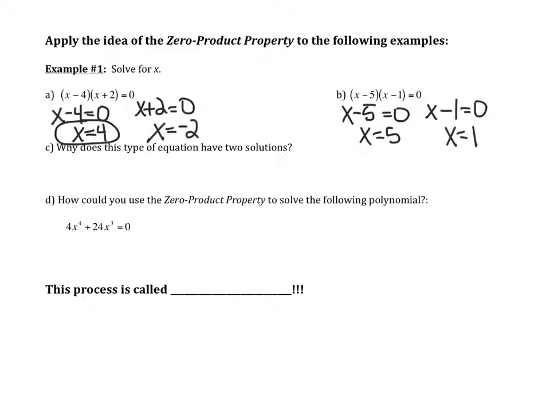And again, quickly substituting this back in, if I put 5 in up here, 5 - 5 is 0, 5 - 1 is 4, but 0 times 4 is still 0, so that's one of my answers. And then if I put 1 in, 1 - 5 is -4, but 1 - 1 is 0. So -4 times 0 is still going to give me 0. So I have two answers, x = 5 and x = 1, just like I had two answers in this problem, x = 4 and x = -2.